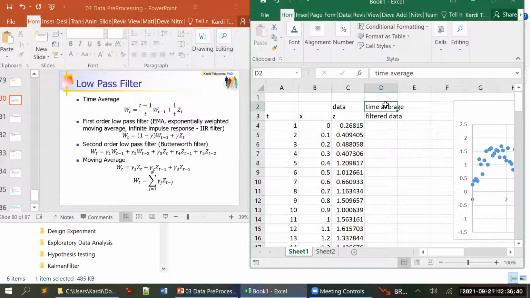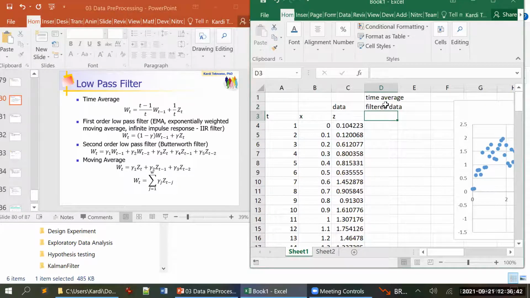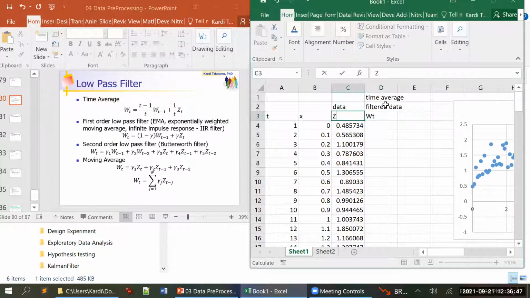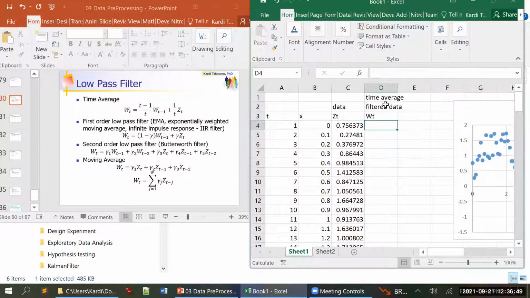And the time average filter data is called W. WT, this is the ZT. This is just X. So your data is ZT and your filter data is WT. So how are we going to compute that? I computed from the second one here.